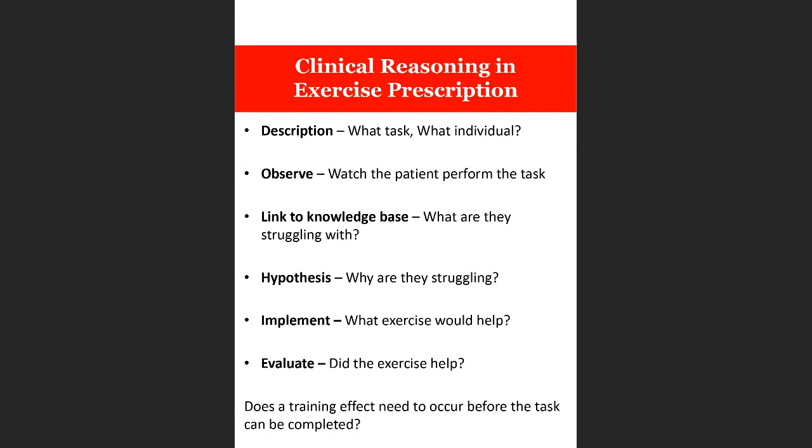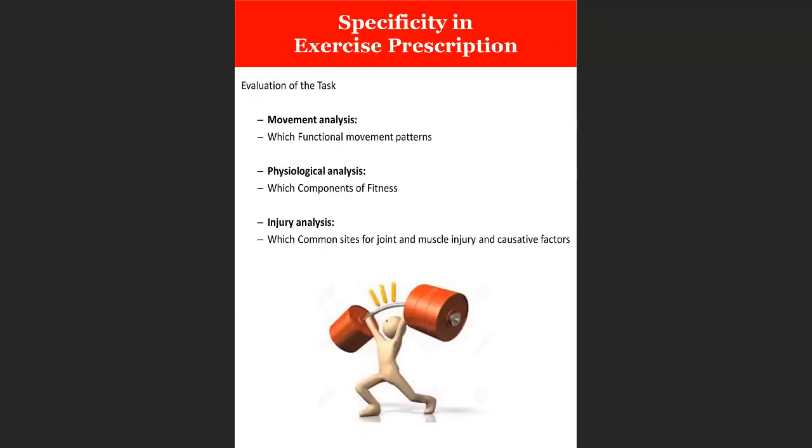We're going to watch them perform the movement that they can or can't do. Then we're going to link that to our knowledge base about what they're struggling with and why they're struggling with it, forming a hypothesis. Then we're going to implement some exercises. Then we're going to evaluate whether that's made a difference. We might get some quick changes with some motor cues, or we might have to wait for some physiological changes, particularly when we're doing things like cardiac rehab and the heart, which might take a little while. So we've got to think about the evaluation of the task.